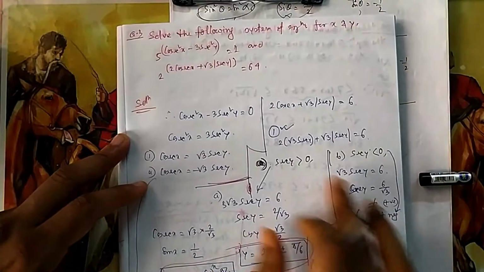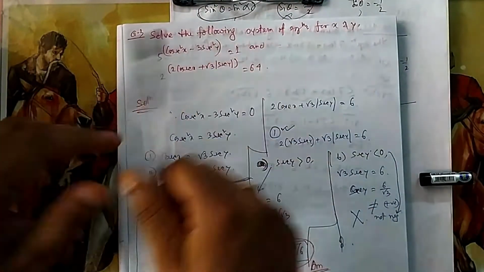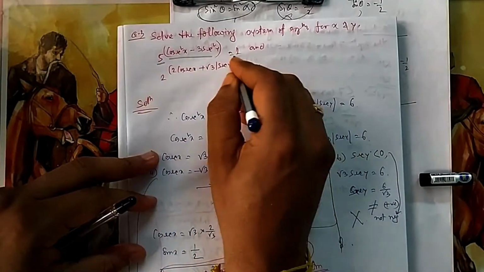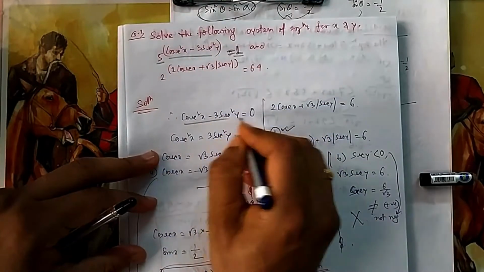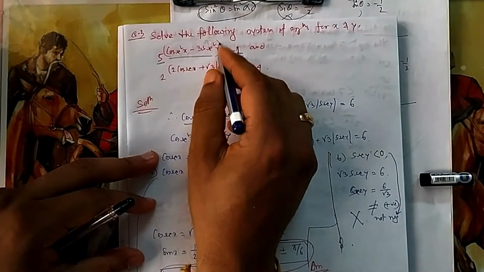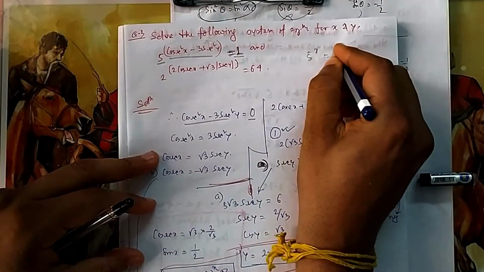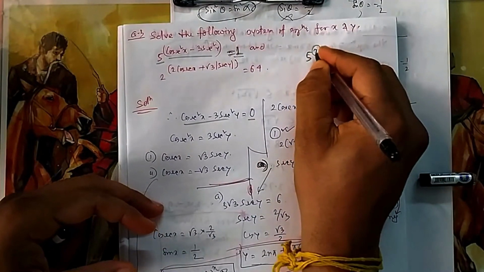Now if you see question number 3, solve the following system of equations, they are asking. Now if you see the equation itself, something 5 to the power something is equal to 1. So 5 to the power what becomes 1? 5 to the power 0 becomes 1. So this is 0 obviously. So they are just writing 5 to the power x is equal to 1. So what will be the value of x? You know the value of x will be obviously 0. Then only 5 to the power x is equal to 1.